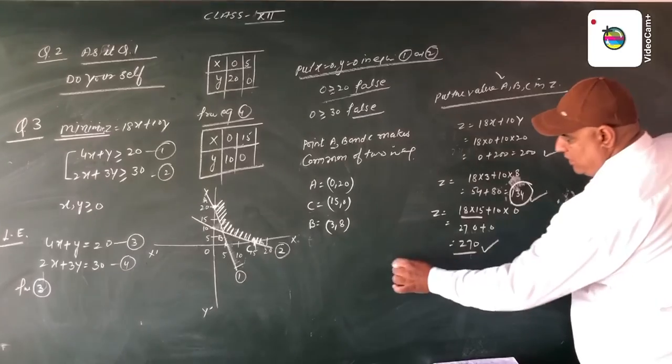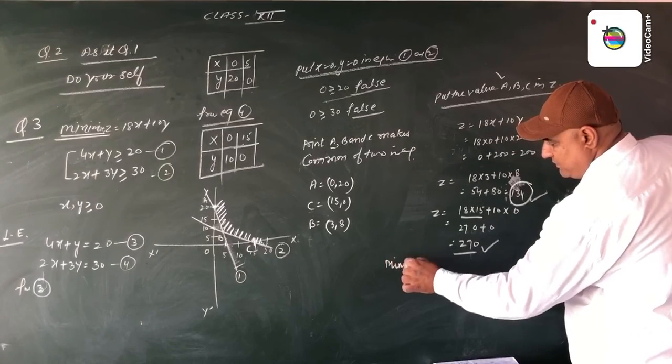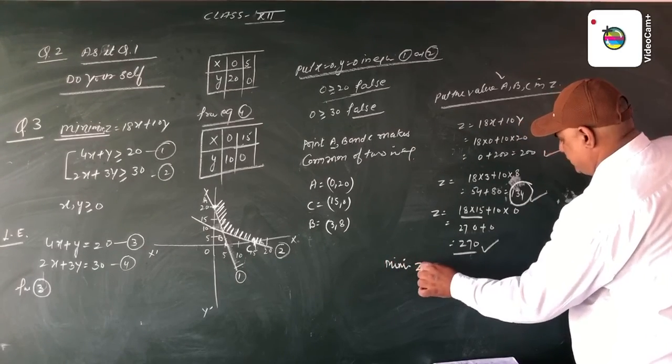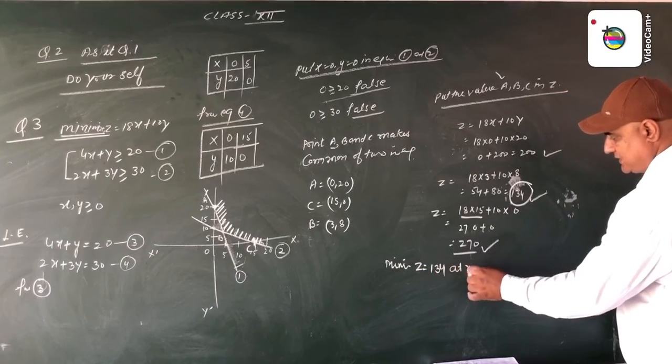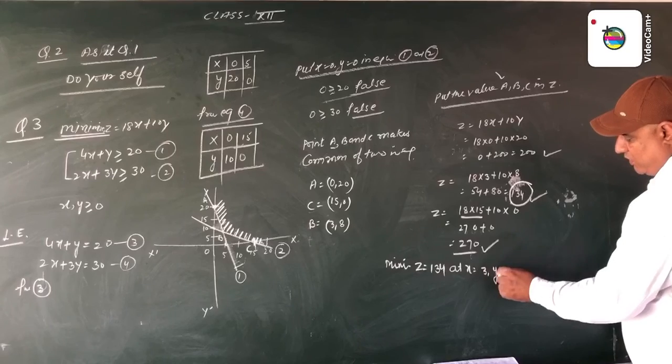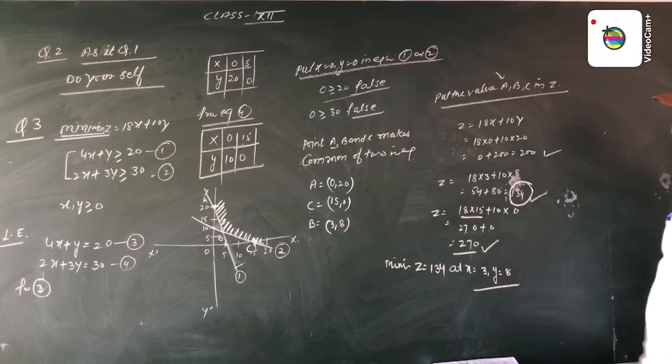So the minimum value of z is 134 at x is equal to 3, y is equal to 8.